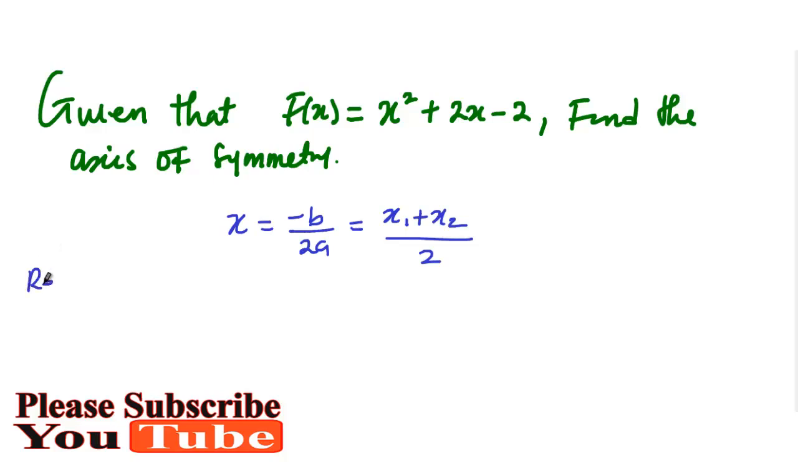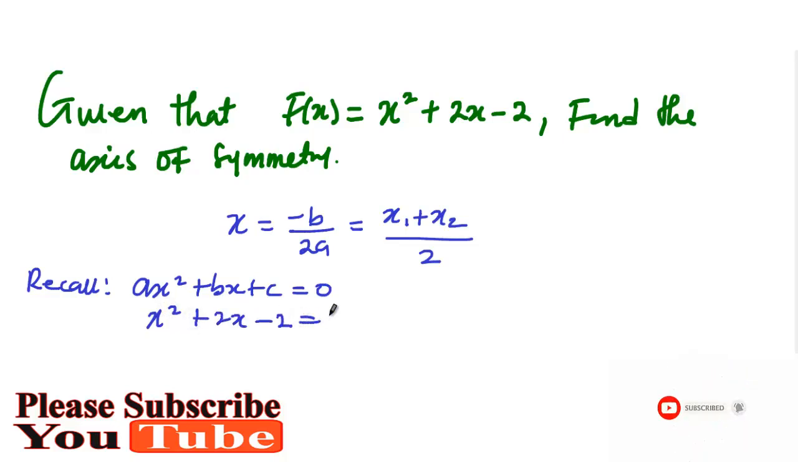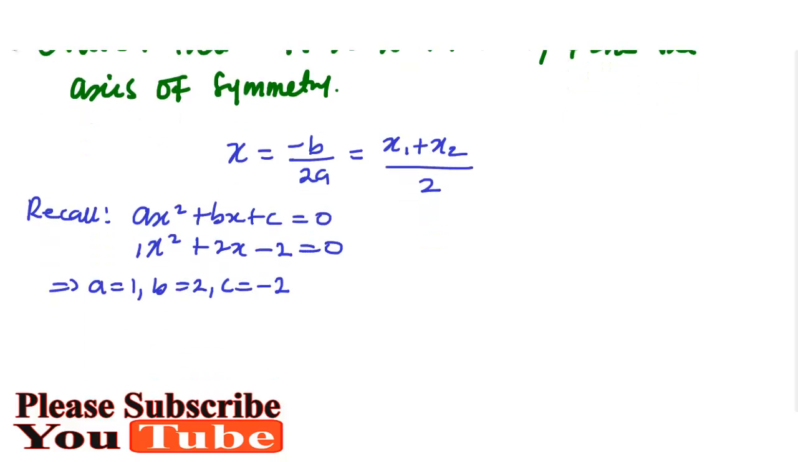You should recall that the general quadratic equation or function is given by ax squared plus bx plus c is equal to 0. So in that case, if we relate it with this, we have x squared plus 2x minus 2 basically is equal to 0. So the coefficient of x squared here is 1. So this implies that a is equal to 1, b in this case corresponds to 2, and c corresponds to minus 2.